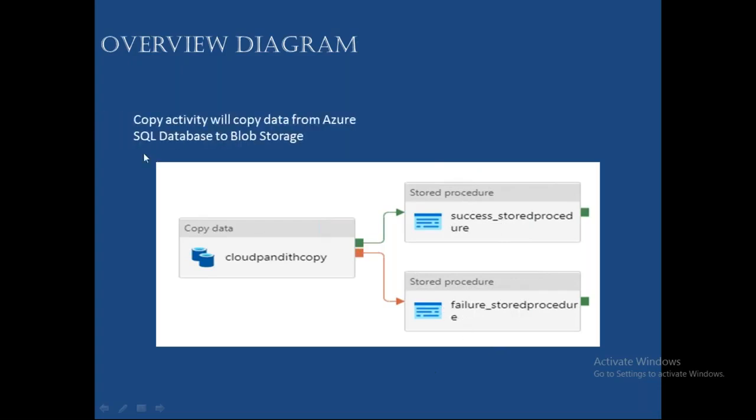What is the copy activity going to do? The copy activity will copy data from Azure SQL database to the blob storage. What is the stored procedure going to do? The stored procedure activity will log copy activity execution details to Azure SQL database. It may be in the success scenario, it may be in the failure scenario. In both scenarios, we are going to log the copy activity execution details to an Azure SQL database table. Okay, till here everybody's clear?